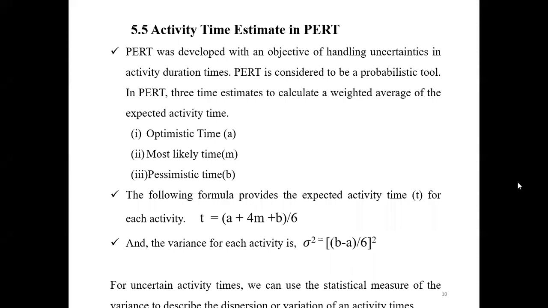Then in PERT, there are three time estimates to calculate a weighted average of the expected activity time: optimistic time, most likely time, and pessimistic time. So these are the three time estimates. Let me explain with a simple activity: submission of the assignment, the group assignment. Just see this one, submission of the group assignment.